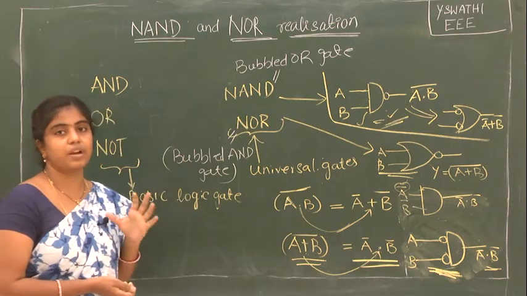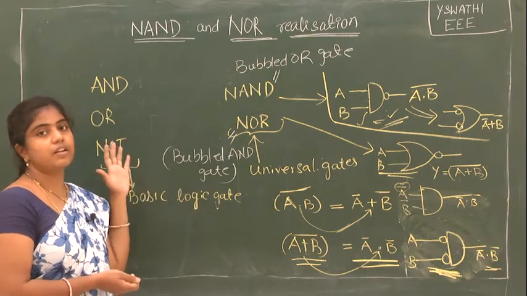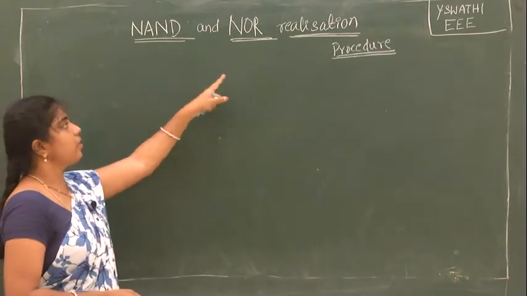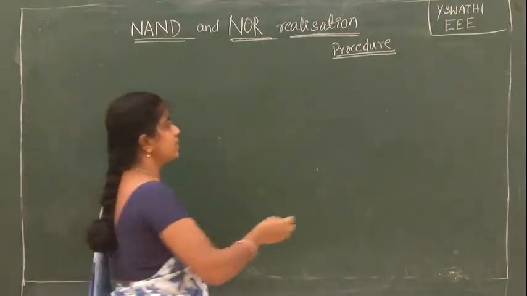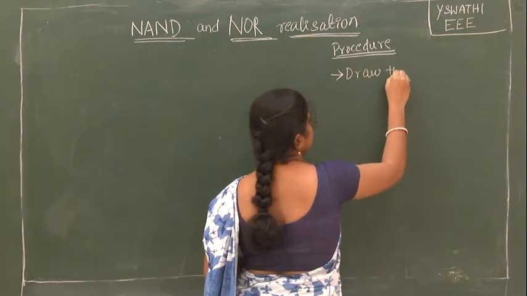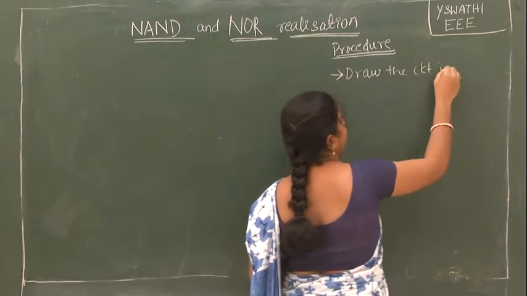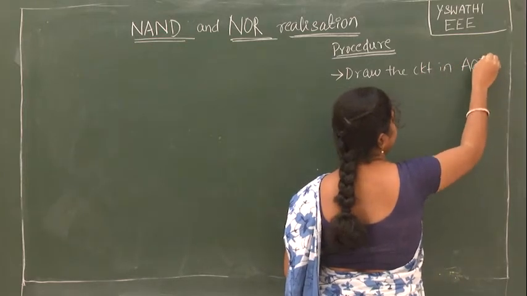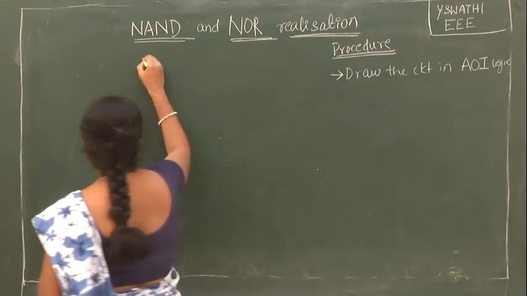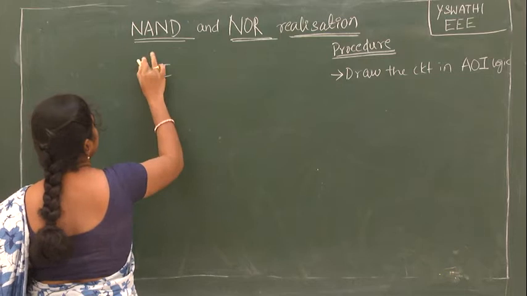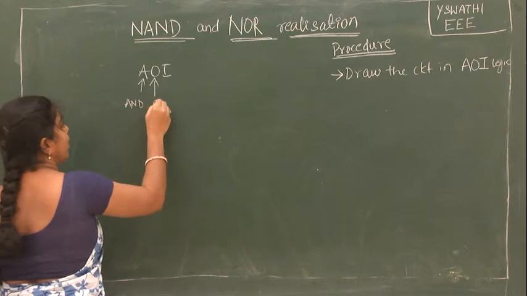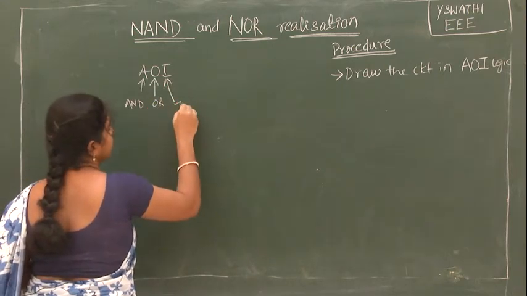That means the procedure to convert any expression or any gate in NAND or NOR logic. To implement any expression in a NAND or NOR gate realization, the first step you have to do is draw the circuit in AOI logic. We'll see what is AOI logic. AOI logic means A means AND, O means OR, I means inverter.